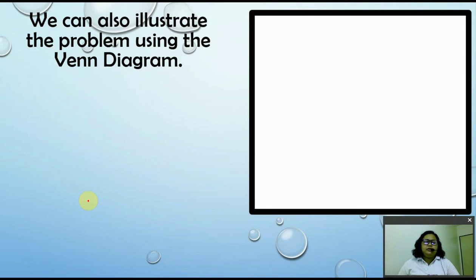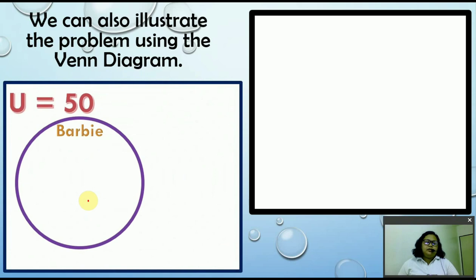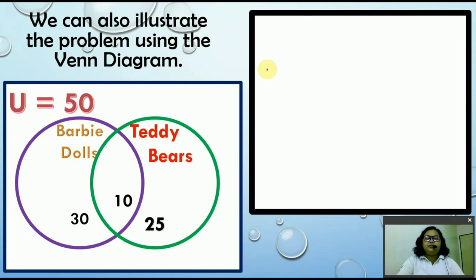Okay, let us illustrate this using the Venn diagram. So, the universal set is equal to 50 pupils. And then, these are the pupils who have the Barbie dolls. There are 30 pupils. And for the teddy bears, there are 10 who both have the Barbie dolls and teddy bears. And 25 who has teddy bears. Okay. So, this is somewhat similar to the previous problem. So, first, you're going to solve for how many pupils have Barbie dolls only. So, it would be 30.